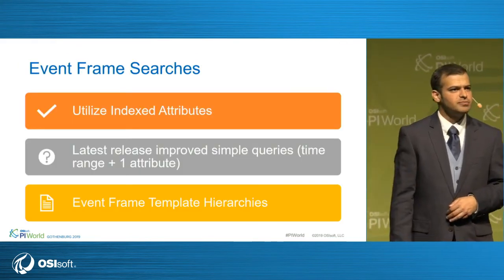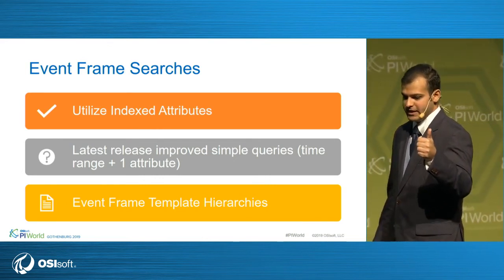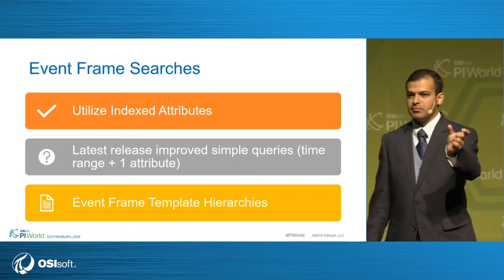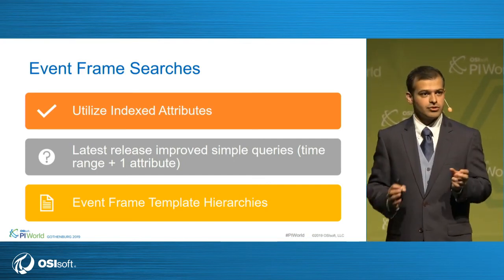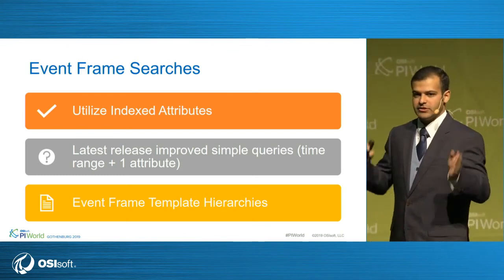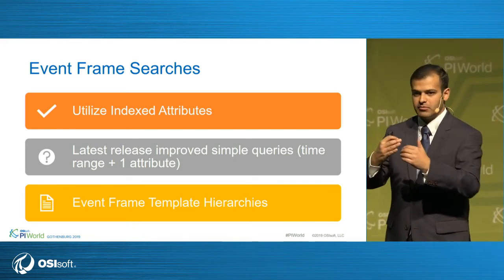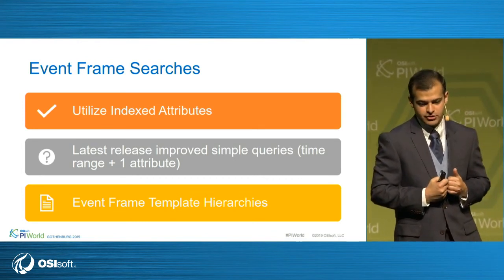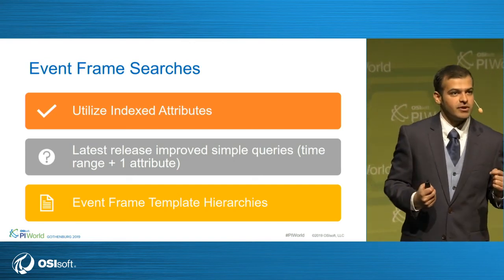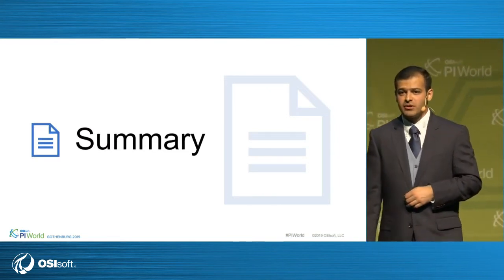Last thing, how to do best practices while doing event frame search. First thing I already gave up, utilize indexed attributes. Our latest release also helps you to use simple queries like time range and an attribute. So you could say, hey, I want to see all the events from this date to this date where my level was greater than 50, greater than 60, and it helps you filter and return faster searches. And utilize event frame hierarchies. We already saw an example of how we do search using event frame hierarchies. It's very convenient.